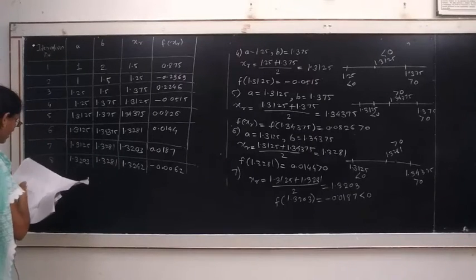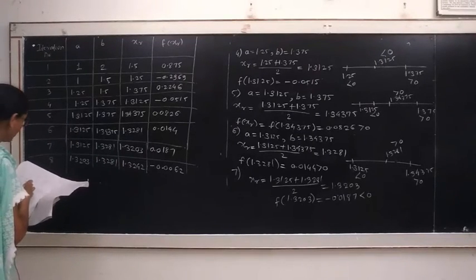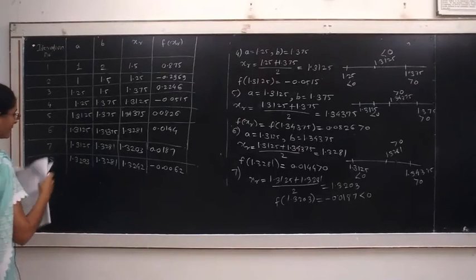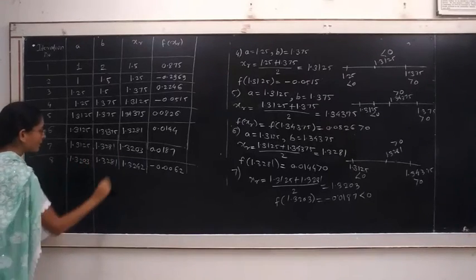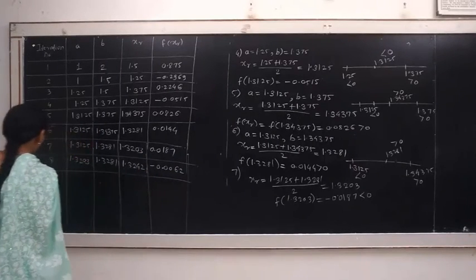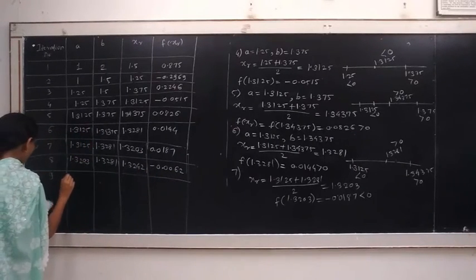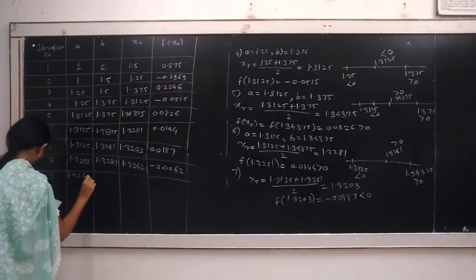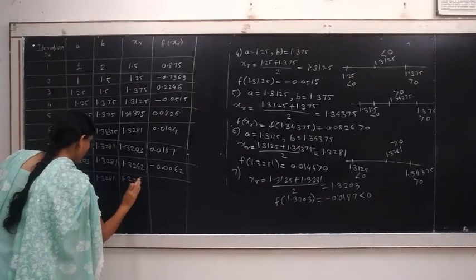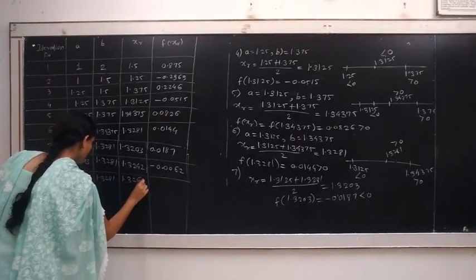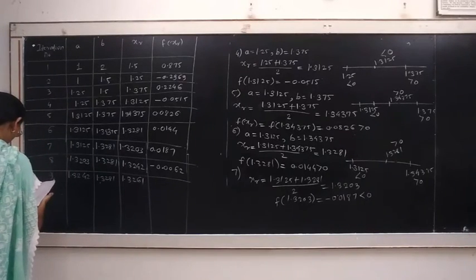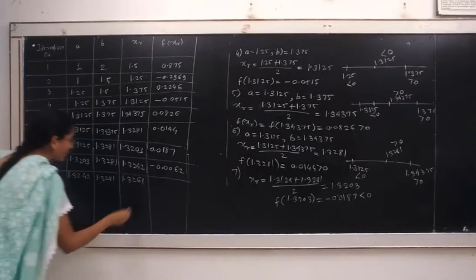Therefore, we go to the next iterations, and if we calculate in the same way, the values are given by, at the 9th iteration, A is 1.3242, B is 1.3281, XR is 1.3261, f of 1.3261 is 0.0059.